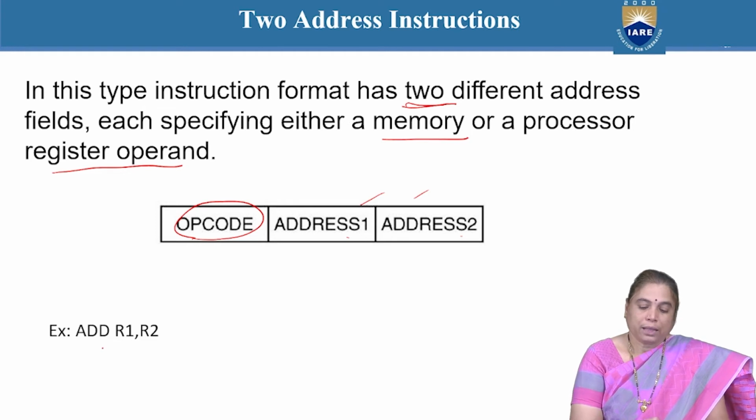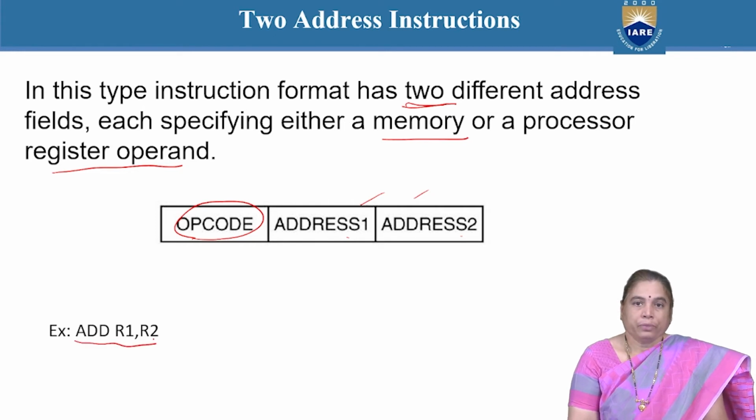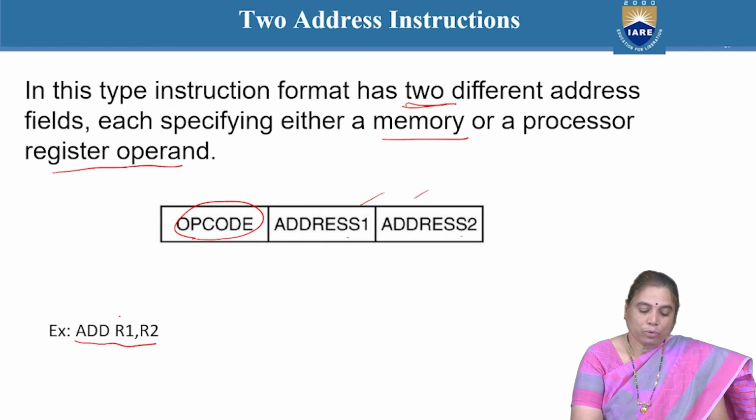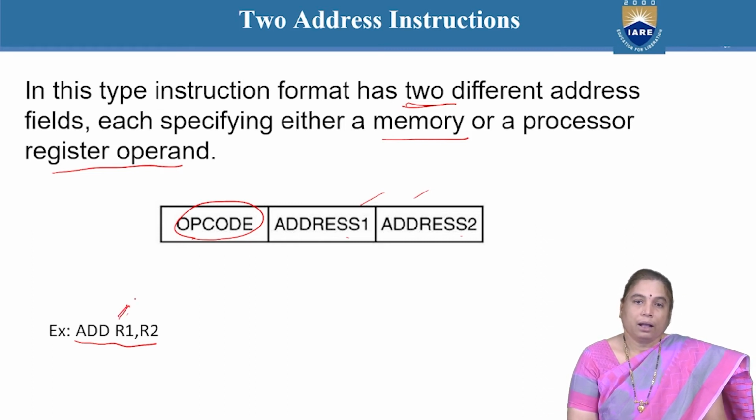So the example of a two address instruction is add R1, R2. The values stored in register R1 and register R2 are added, and the result is stored in the destination, again in R1. So this is the two address instruction format.